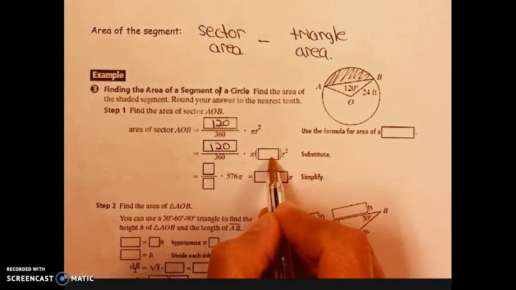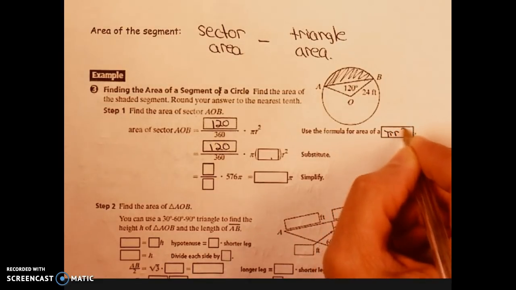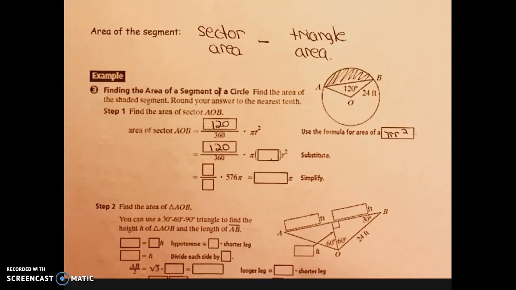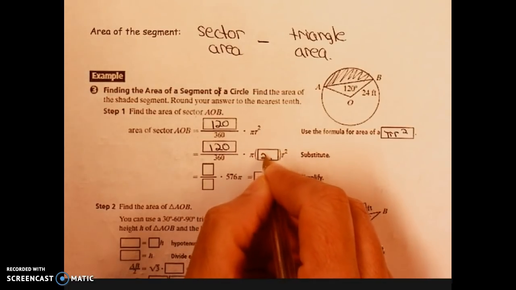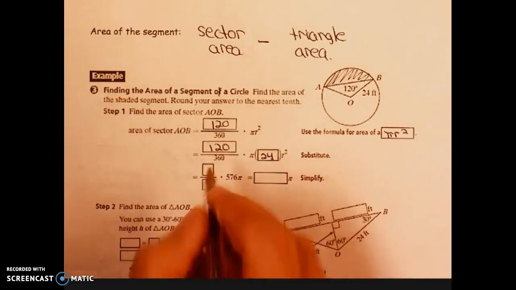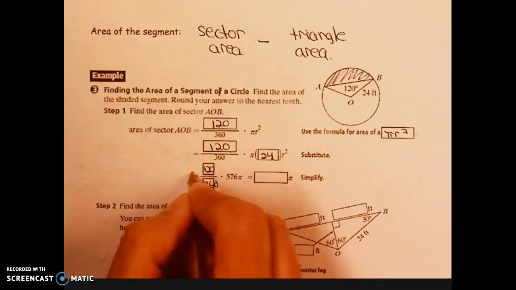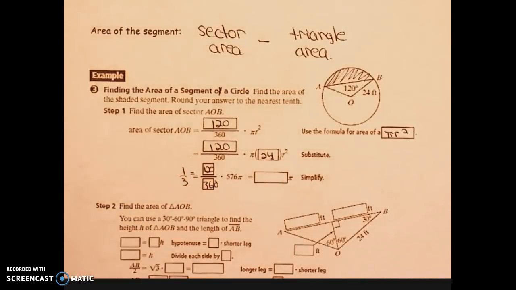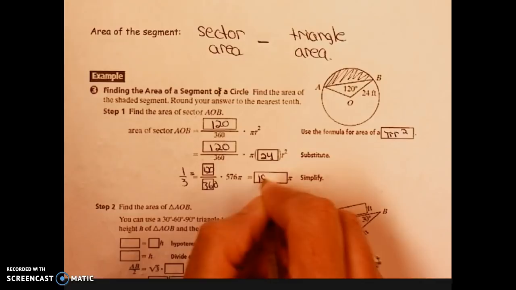And we are plugging in, our formula is pi r squared. We're going to go ahead and substitute in this case, 24. So we get 120 over 360, or if you want, that reduces to 1/3, and we're doing 1/3 of that 576. And we get 192 pi.